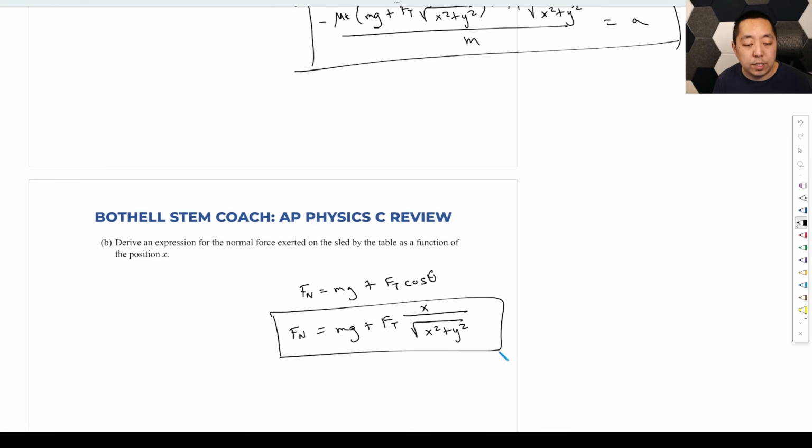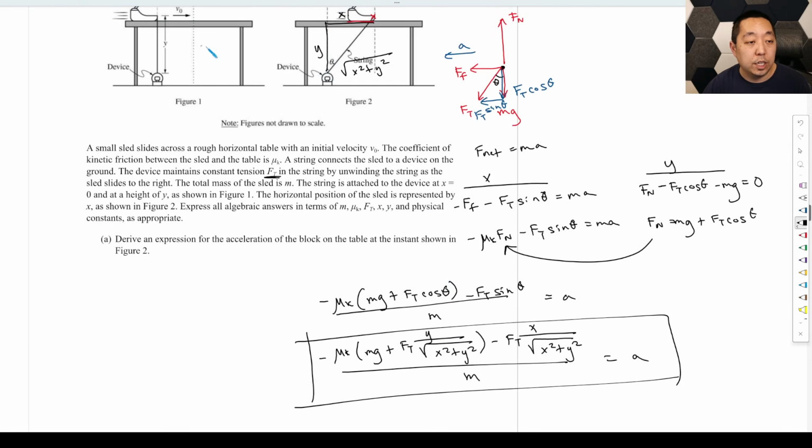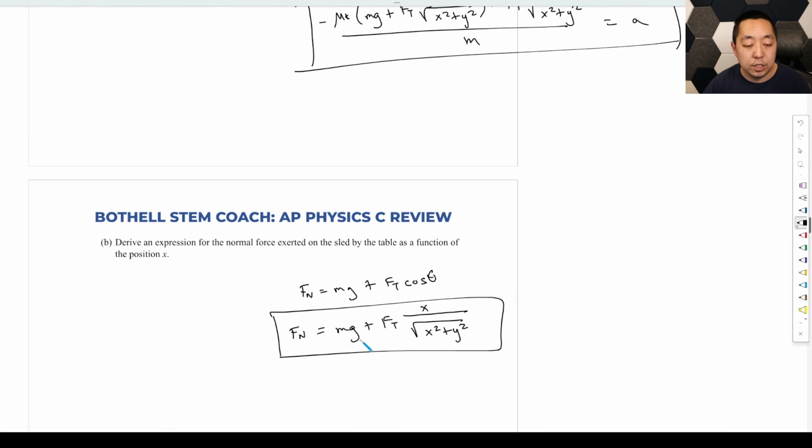You're allowed to use these other variables as constants. X is the only thing that's changing in that scenario, right? Because the y is constant. It's not changing. The height of the table is not changing. Ft is not changing. They said that was constant. Mass and g are constant.